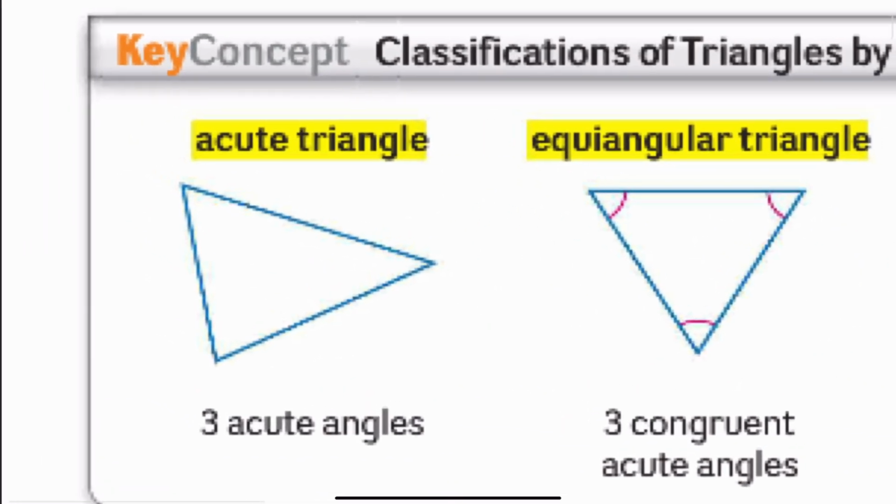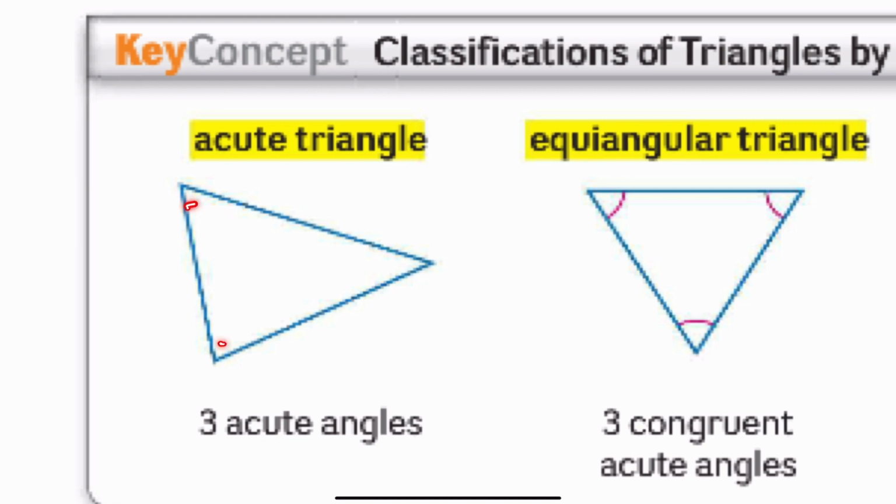So let's go ahead and take a look at acute triangle. An acute triangle is basically this. These angles have to be acute. This has to be acute, this has to be acute, this has to be acute, okay? And remember, with the word acute, it means that it's less than 90. The angle is less than 90 degrees, okay? So again, this has to be less than 90, this has to be less than 90, and this has to be less than 90, which means that if that's the case, then this is an acute triangle, okay?